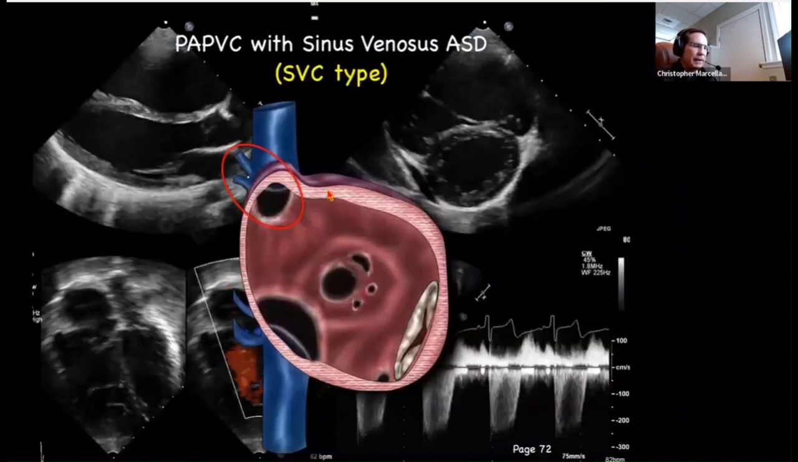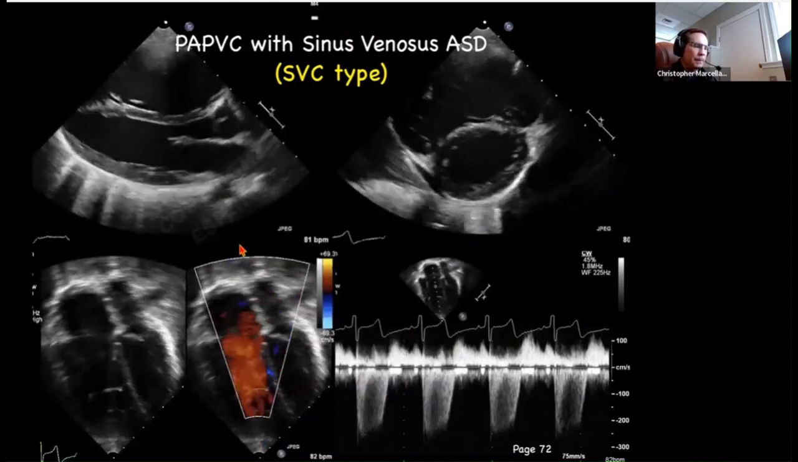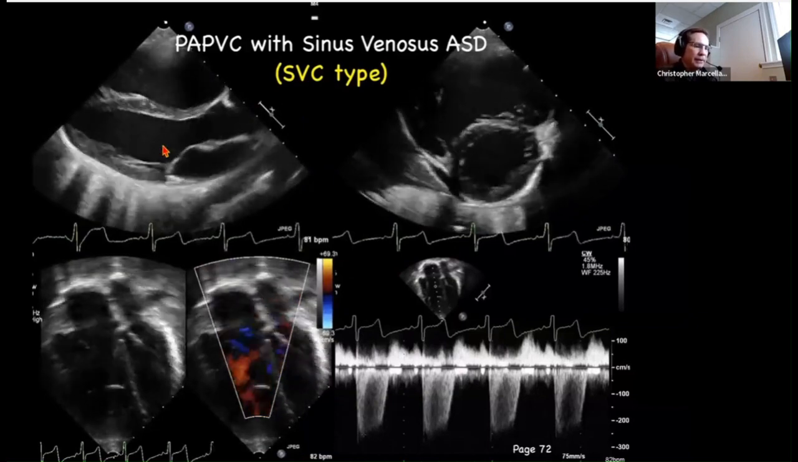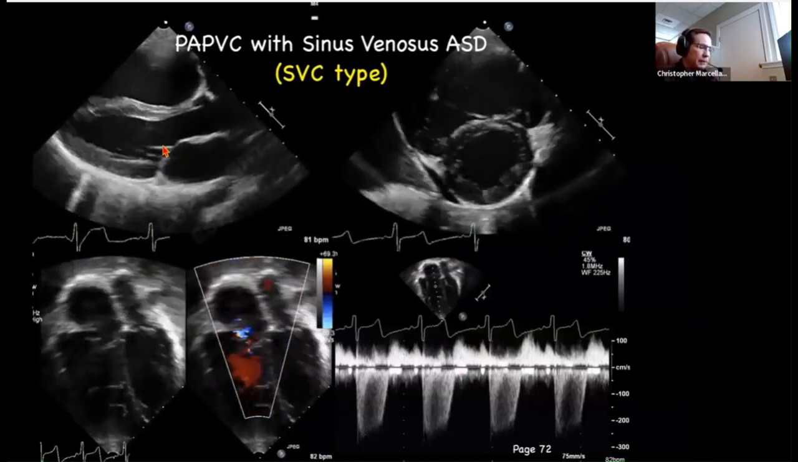A couple of examples: this kid has PAPVC with sinus venosus ASD, but it's an SVC type. It's up by the SVC, so it's this hole up here. This kid was a teenager that came to me. She was a track athlete. I remember, probably 20 years ago.